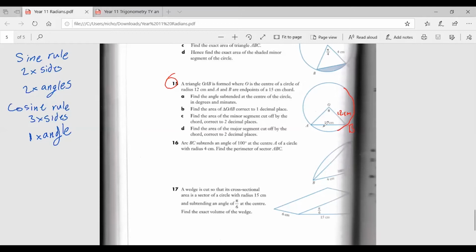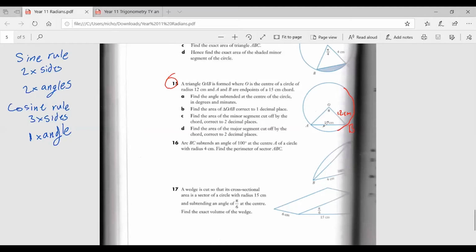So we've got two sides. That's good so far. We've got an angle. Do we have another angle? We do not. Could we find another angle? Possibly using the cosine rule. Yes. So should we just jump straight to the cosine rule?